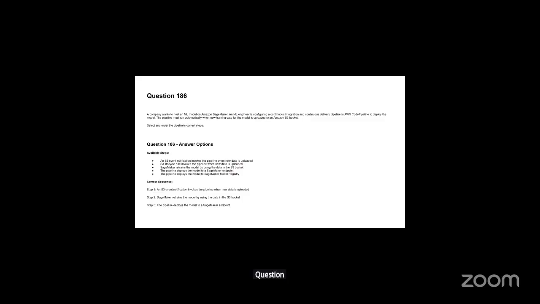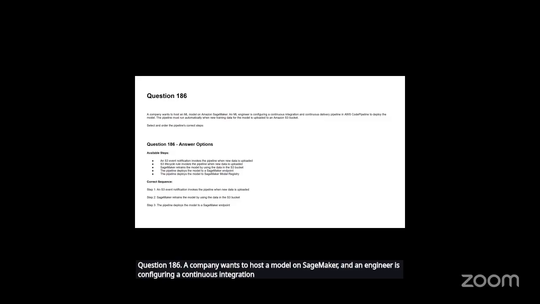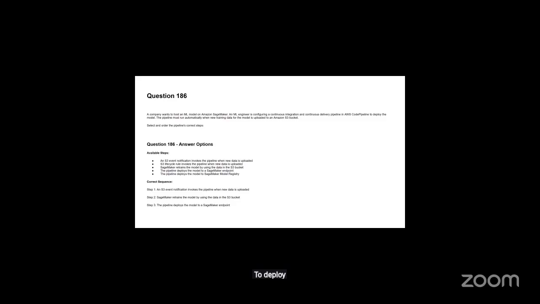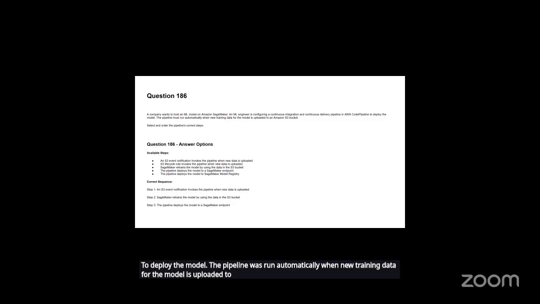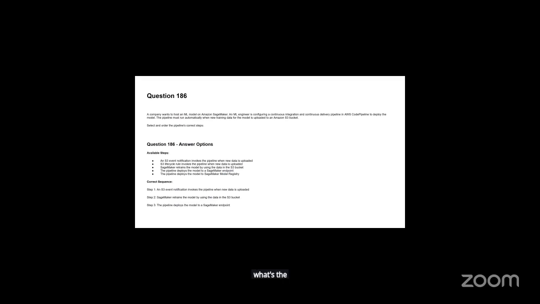Question 186. A company wants to host a model on SageMaker, and an engineer is configuring a continuous integration and continuous delivery pipeline in CodePipeline to deploy the model. The pipeline must run automatically when new training data for the model is uploaded to S3. What's the proper steps?